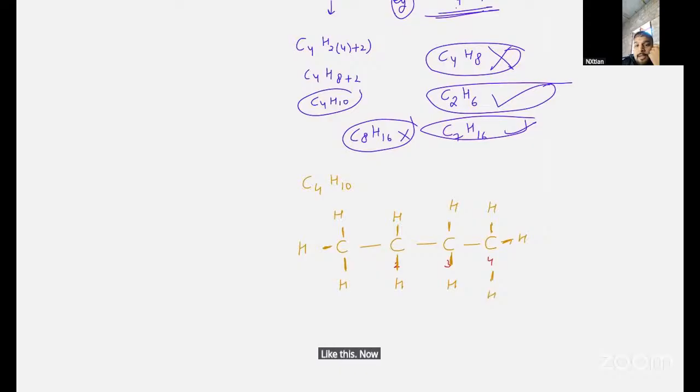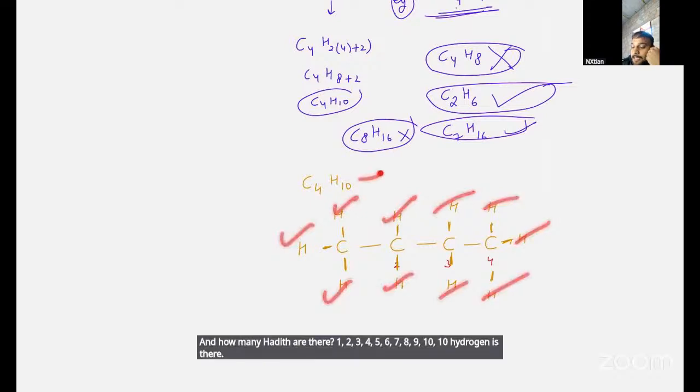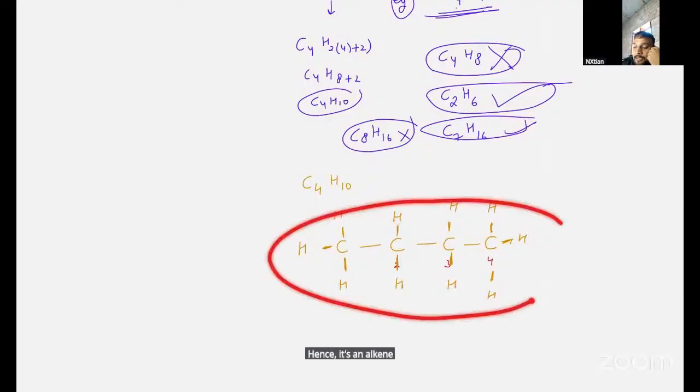Now we will count the number of carbon and number of hydrogen. 1, 2, 3, 4. 4 carbon is there. And how many hydrogen are there? 1, 2, 3, 4, 5, 6, 7, 8, 9, 10. 10 hydrogen is there. And it's an alkane compound. We can conclude this also.